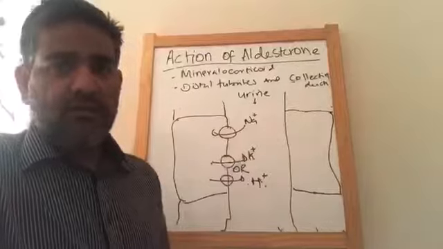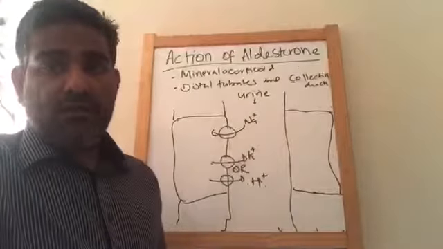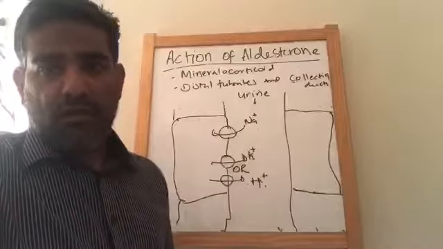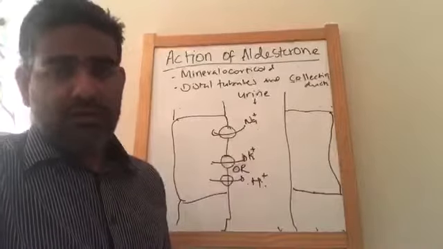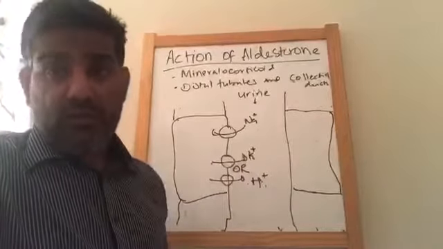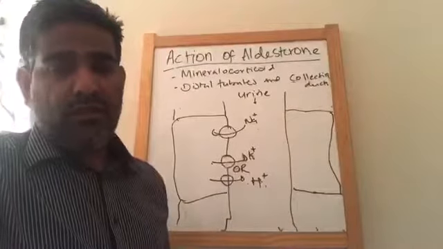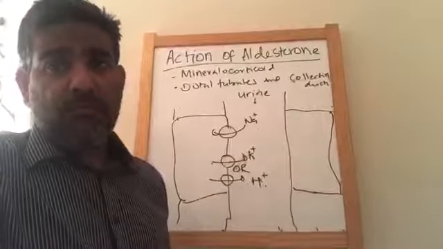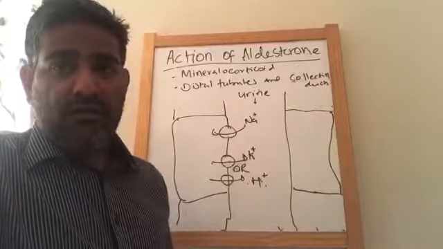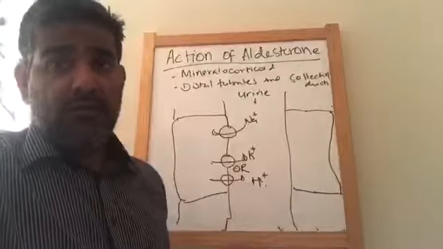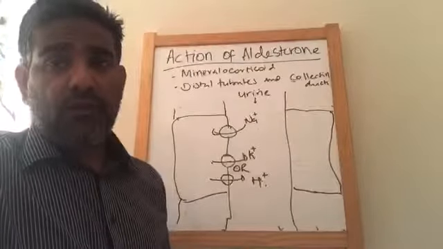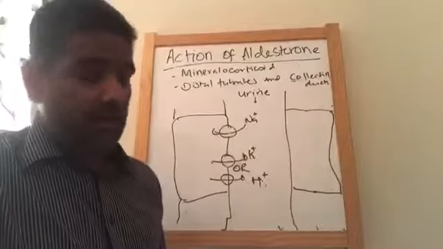Aldosterone is a mineralocorticoid secreted by the adrenal cortex mainly in response to angiotensin 2. In addition to angiotensin 2, it can be secreted by the stimulation of ACTH hormone, which is from the pituitary. Aldosterone is degraded or catabolized by the liver, as with all other steroid hormones.